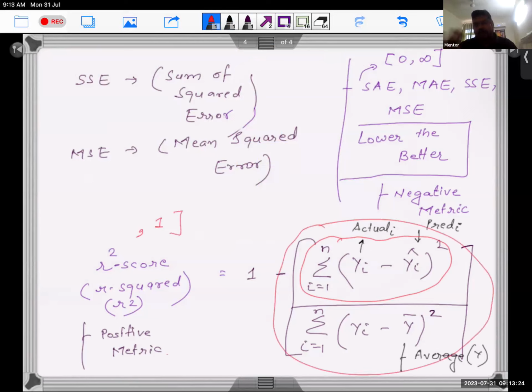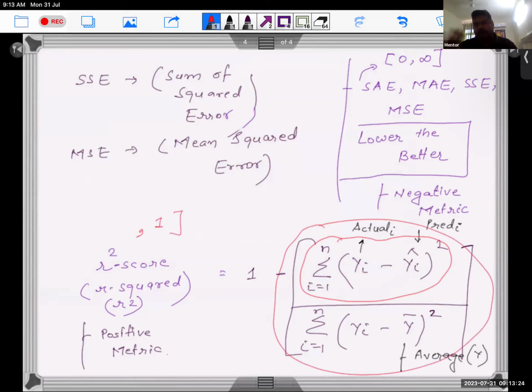What would happen if you have a worse model? What can you say about the numerator? Will it be big or will it be small? The numerator, I'm asking, only this term. Big. It will be very big. It can go up to infinity, right?